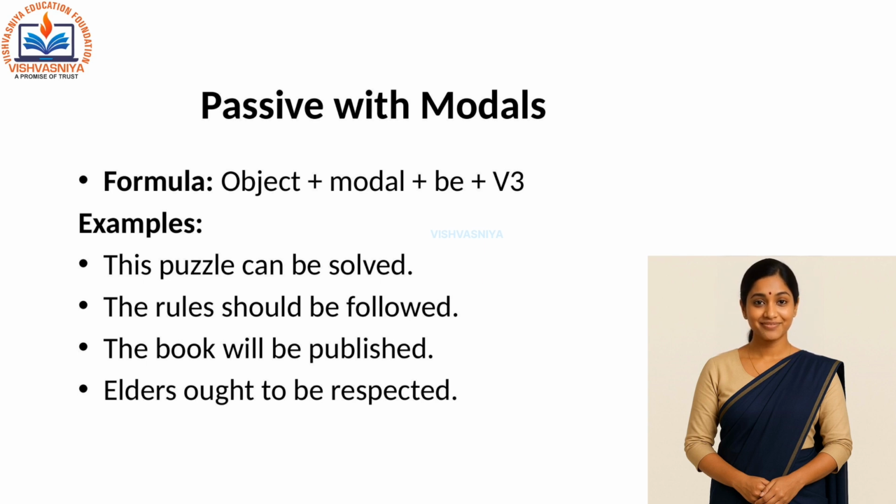Active: they should follow the rules. Passive: the rules should be followed by them. Active: they will publish the book. Passive: the book will be published by them. Notice, students, the modal verb never changes. What we add is be plus V3 after the modal.